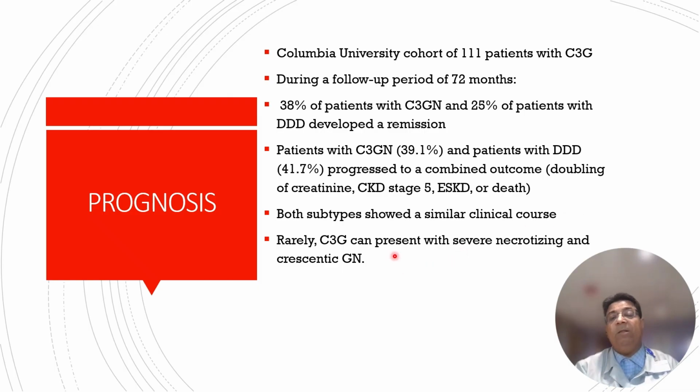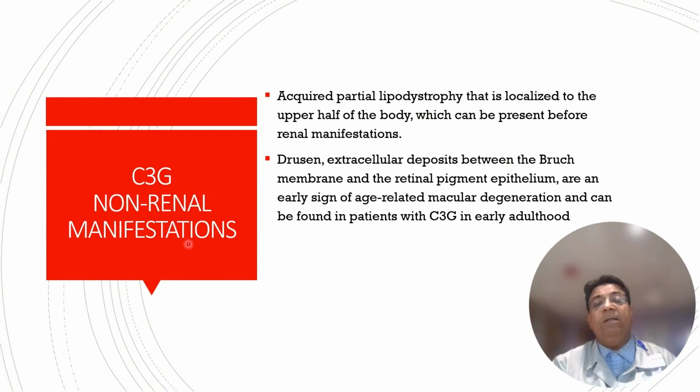Rarely, C3 glomerulopathy can present with severe necrotizing and crescentic GN. Non-renal manifestations of C3 glomerulopathy include acquired partial lipodystrophy that's localized to the upper half of the body, which can be present before the renal manifestations, and drusen, which are extracellular deposits between the Bruch membrane and the retinal pigment epithelium. This is an early sign of age-related macular degeneration and can be found in patients with C3 glomerulopathy in early adulthood.